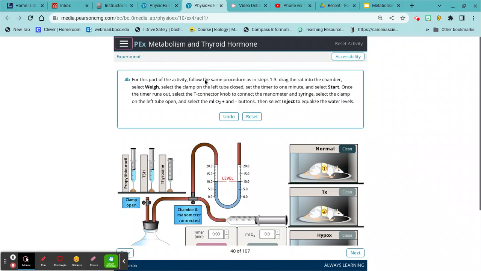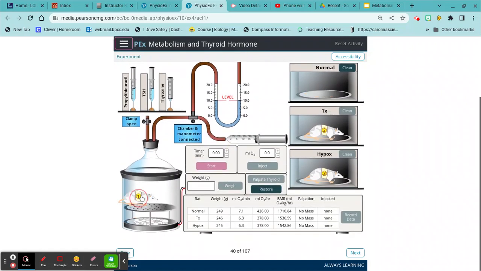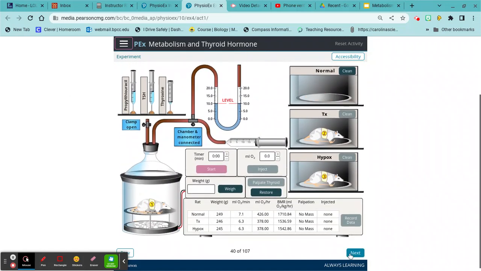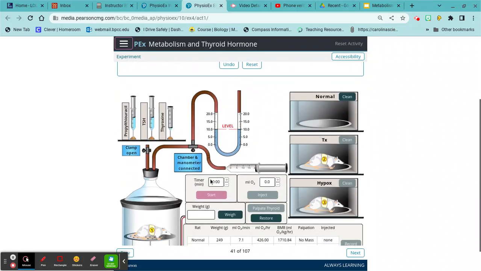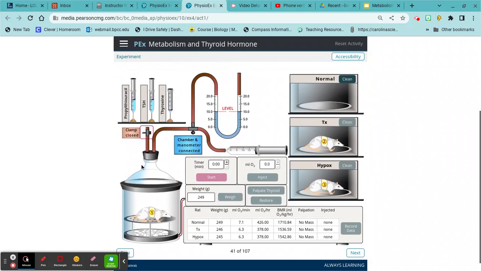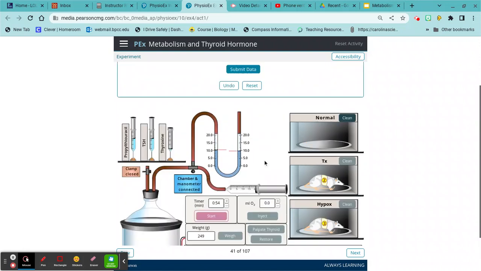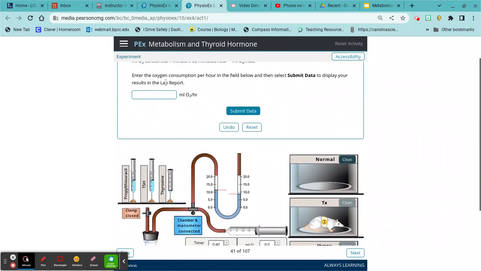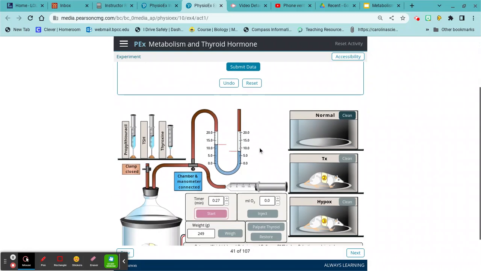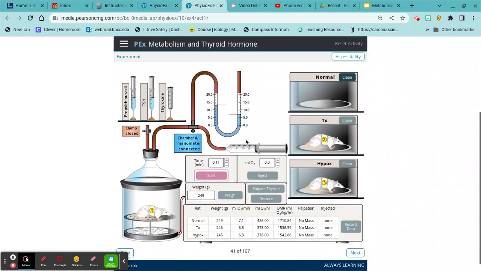For this part of the activity, follow the same procedures as 1 through 4: dragging the rats in the chamber, weighing them, doing the clamp, following all those same things, then select inject to equalize. Okay, so same procedure. Wonderful. I've got it down now to an art form. So I'm going to weigh the rat, turn the clamp on, and give it a minute. Again, it's preparing us for our calculation, so it wants us to do the steps on our own.